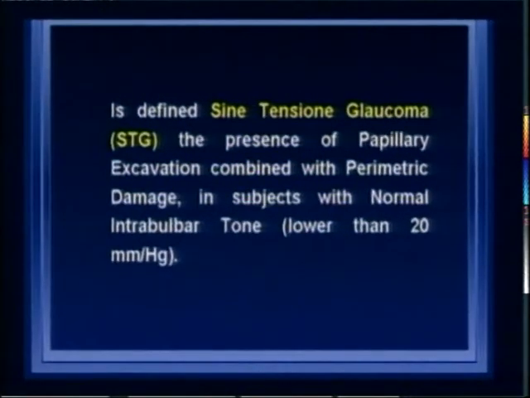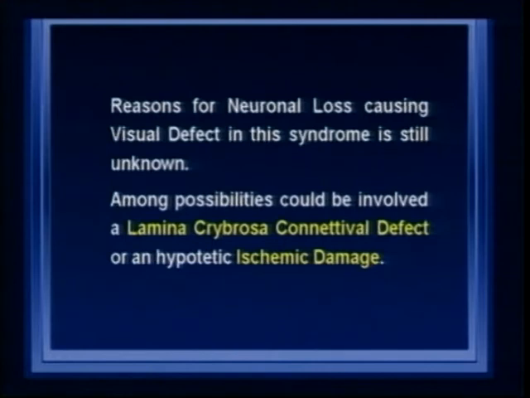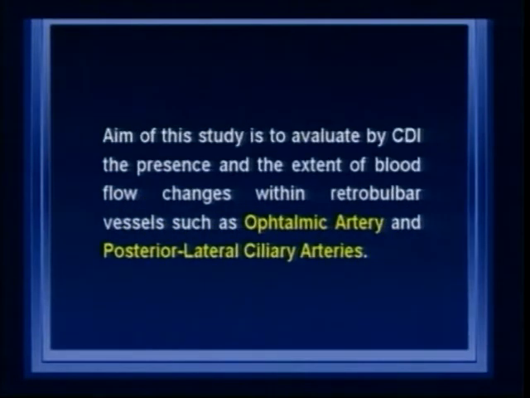Sine Tensione glaucoma is defined as the presence of papillary excavation combined with perimetric damage in subjects with normal intraocular tone, lower than 20 millimeters of mercury. The reason for neural loss causing visual defect in this syndrome is still unknown. Among the possibilities, a connective defect of the lamina cribrosa or a hypothetical ischemic damage could be involved.